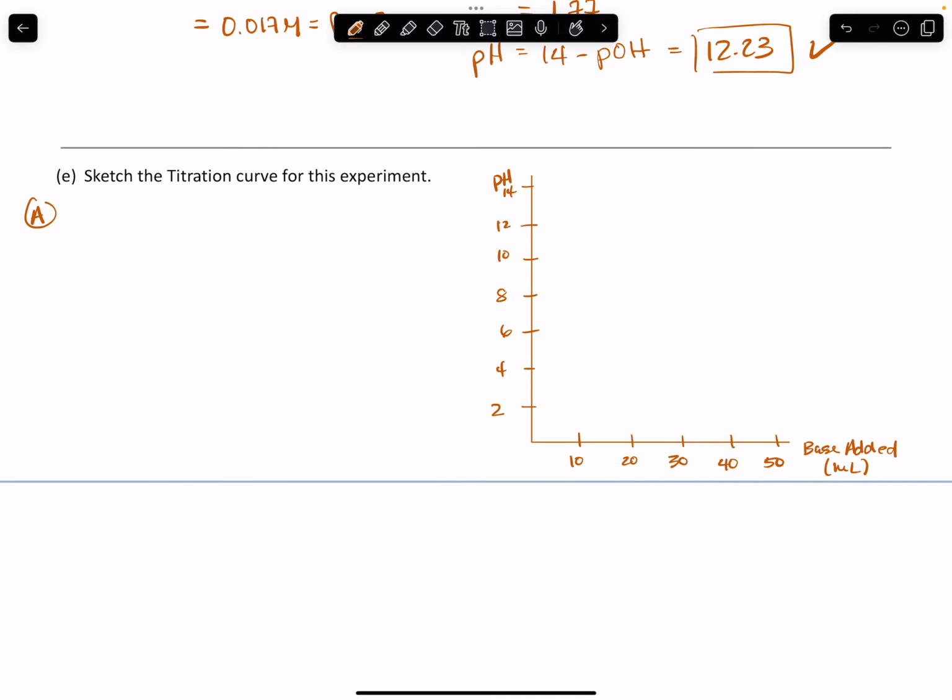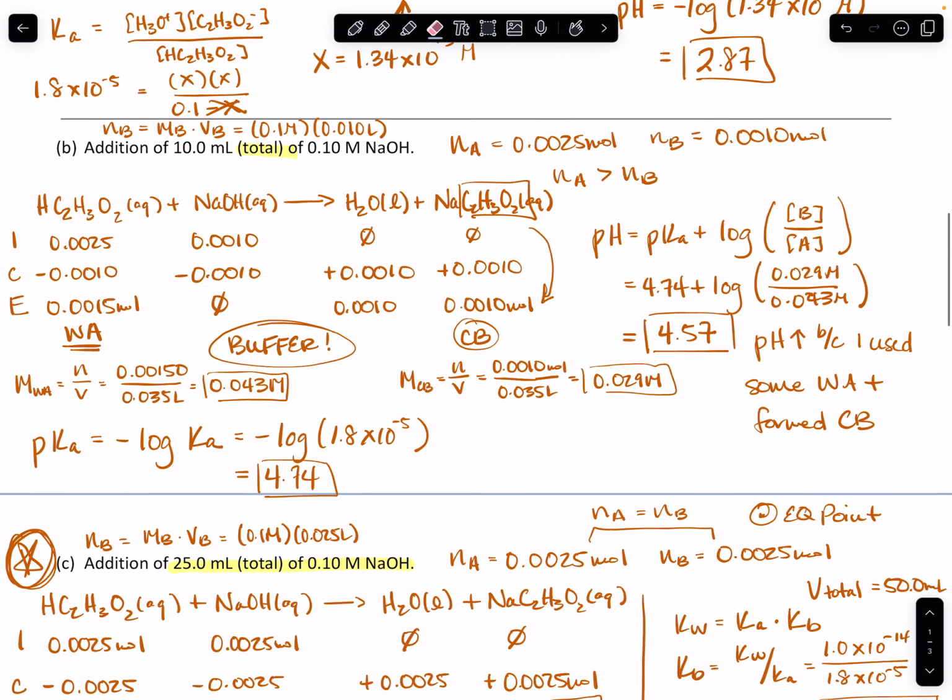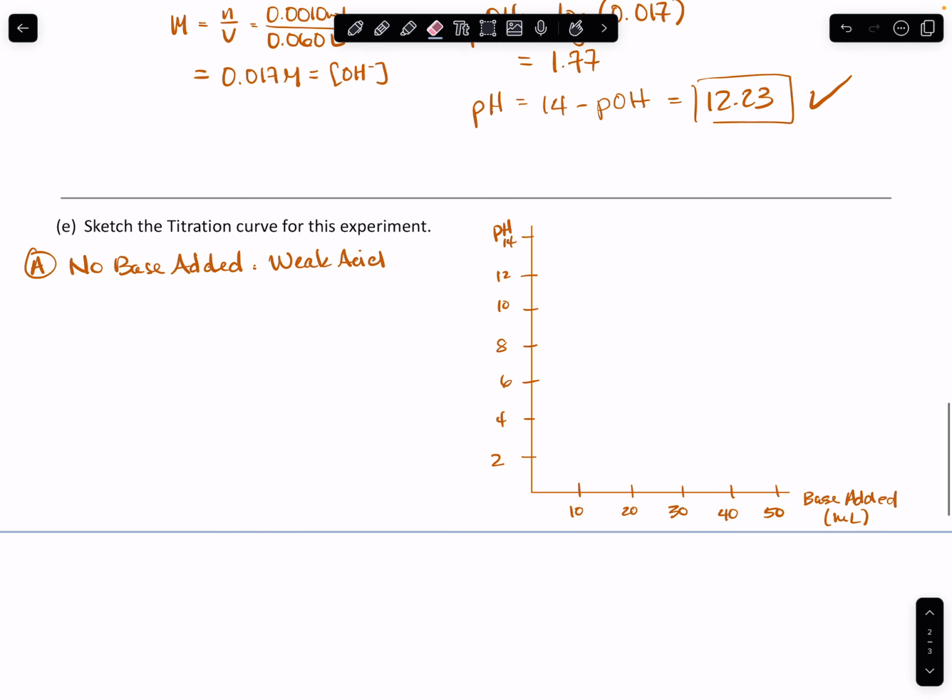So A, no base added, weak acid. We saw that when we had only weak acid present, our pH value was low, but not super low, right around 2.87. That seemed reasonable.